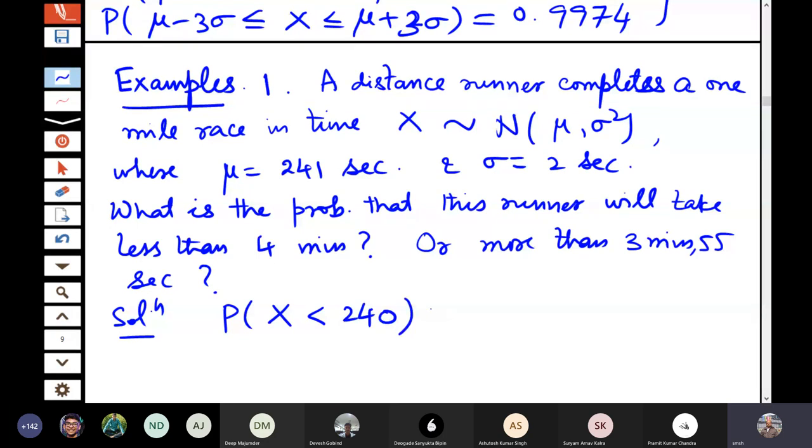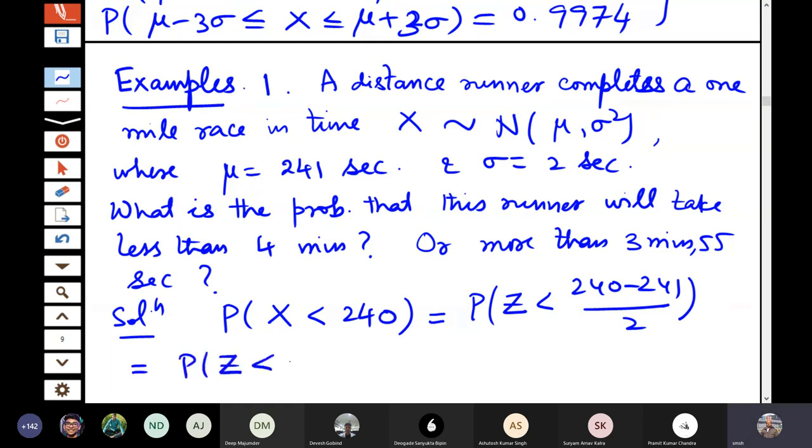That is, x is less than 240. We will use the transformation to the standard normal. So this becomes probability z less than (240 minus 241) by 2, that is probability of z less than minus 0.5. As I mentioned, you just see the tables of the standard normal distribution. This value is 0.3085. So that is nearly 30% chance that he will complete the race in less than 4 minutes.